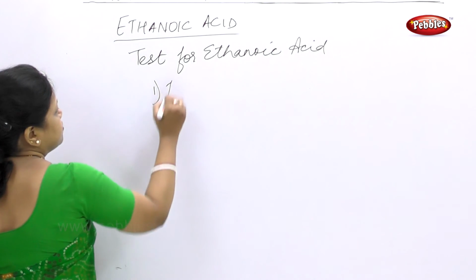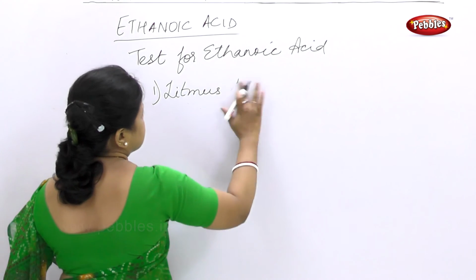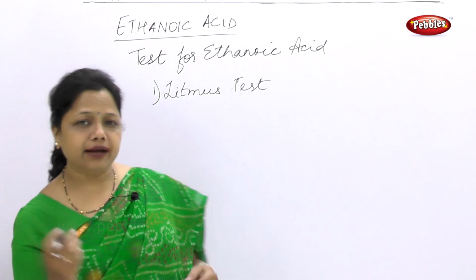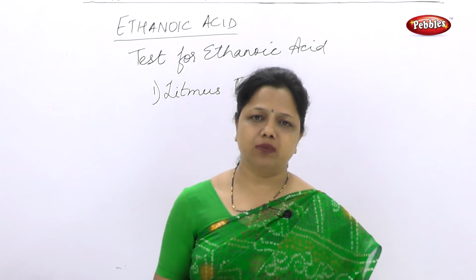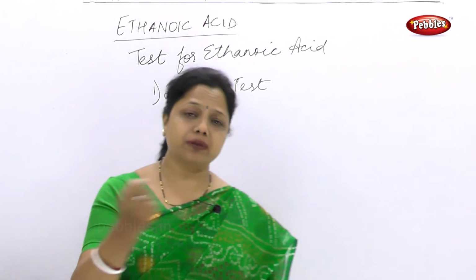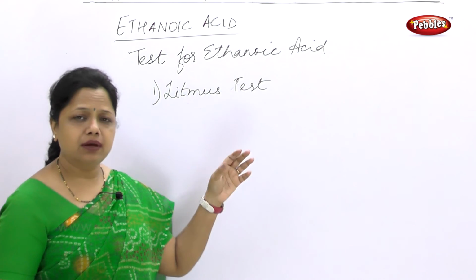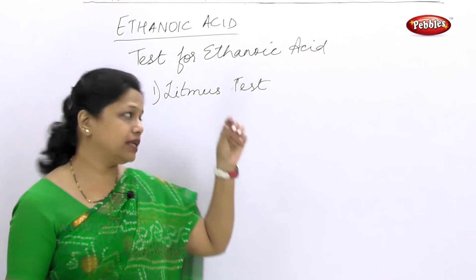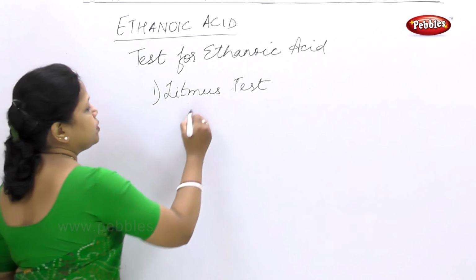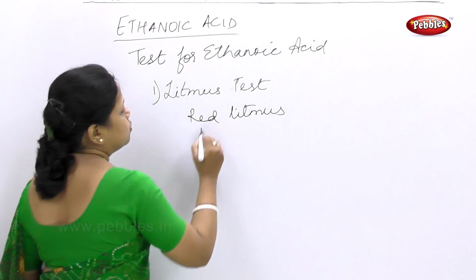First test is the litmus test. Now what is litmus? Litmus is an indicator. Red litmus and blue litmus we use in the laboratory. We can use the liquid form of litmus, we can use litmus strips also. So if I use the litmus test, what I am doing is taking a drop of any solution which is given, and dropping it on the red litmus paper and blue litmus paper.